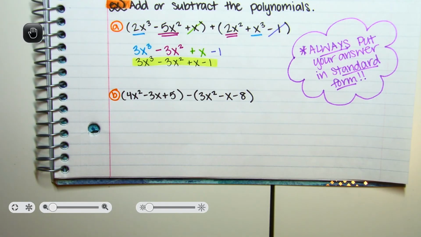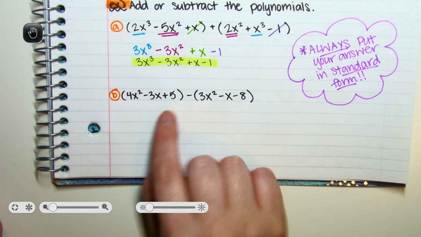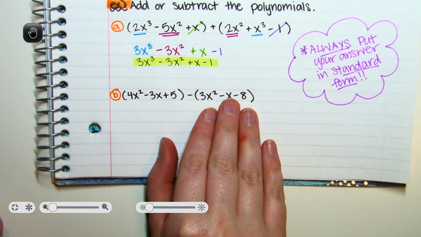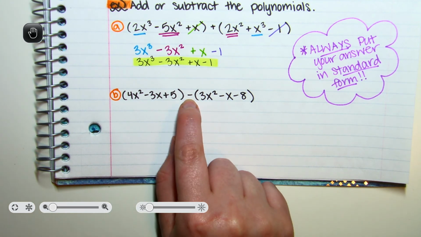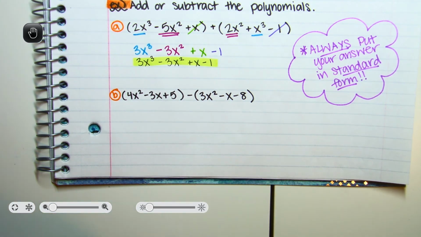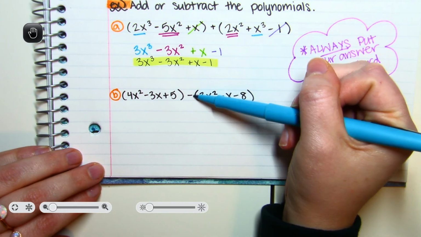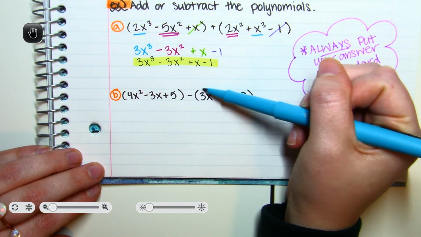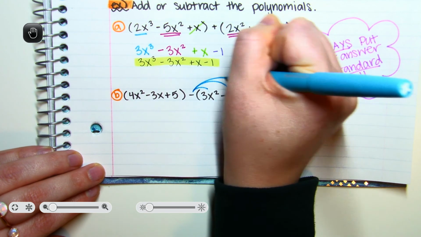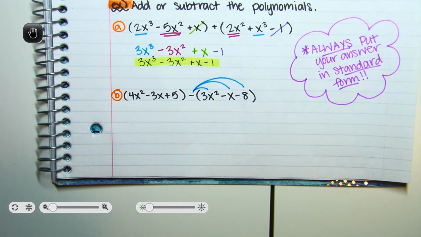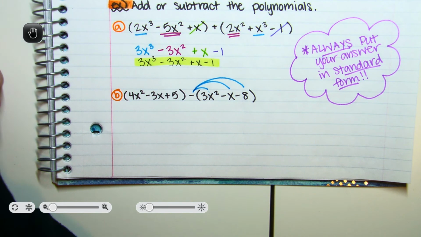All right, now we're going to do an example with subtraction. So this one is going to be a little bit different. Instead of just leaving it like this and finding what my like terms are, I need to deal with this minus sign first. This is like saying there's a little tiny invisible negative 1 that has to get multiplied or distributed to everything inside these parentheses. Always, always, always make sure you do that first.